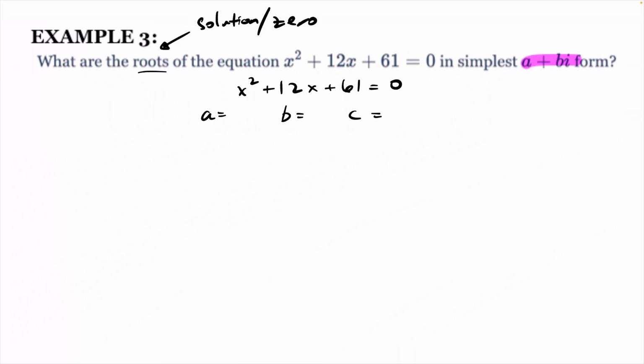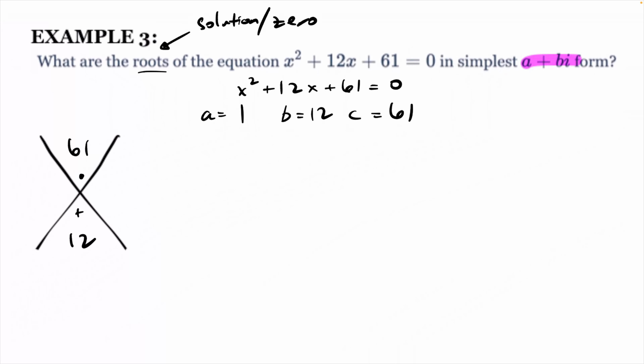So what is A? 1. What is B? 12. What is C? 61. Good. Okay, let's go to our X here. So we got 1, A times C. 1 times 61 is 61. B is 12. So we're looking for the 2 numbers that multiply to be 61 and add to 12.